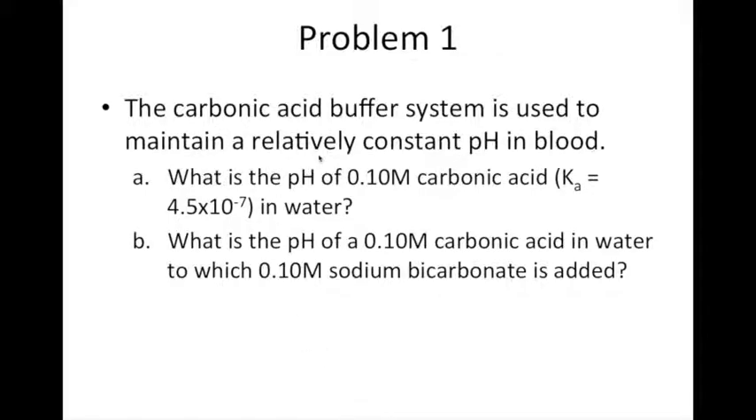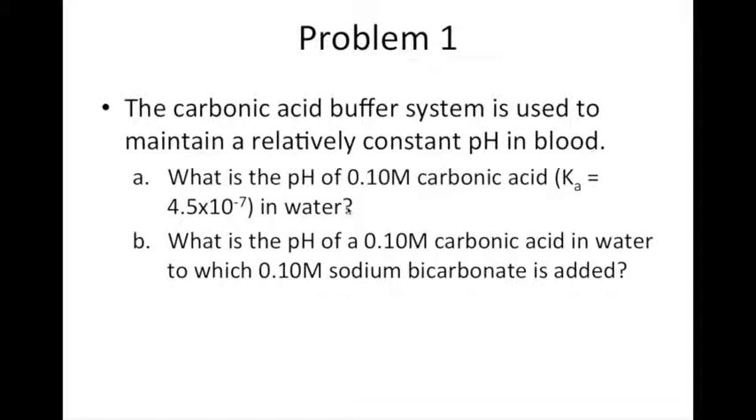Here we have carbonic acid. The carbonic acid buffering system is used to maintain a relatively constant pH in blood. And buffers are incredibly important in biochemical systems, maintaining the constant pH in your blood, in your cells. So the first one: what is the pH of 0.1 molar carbonic acid? And you're given the Ka value in water.